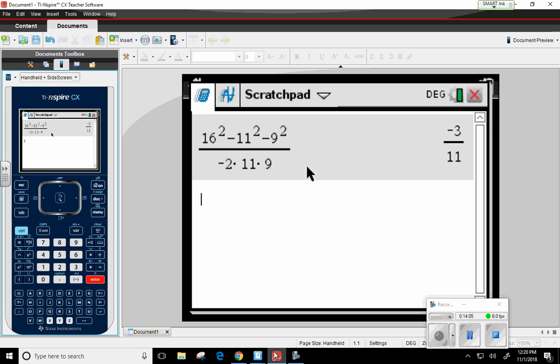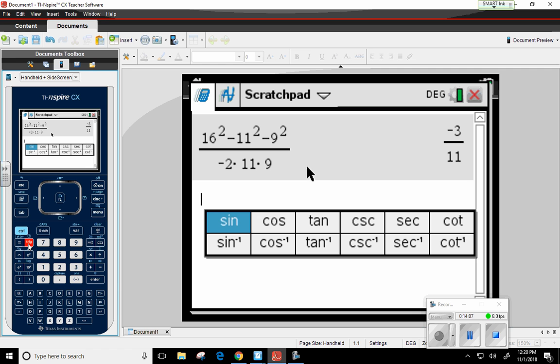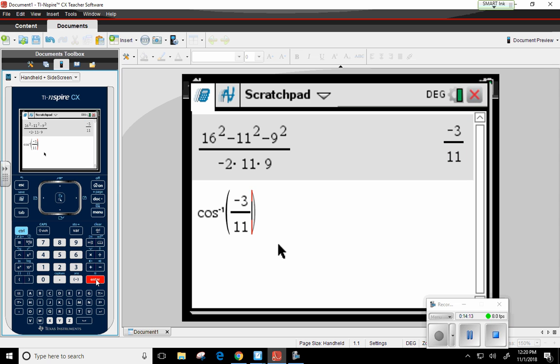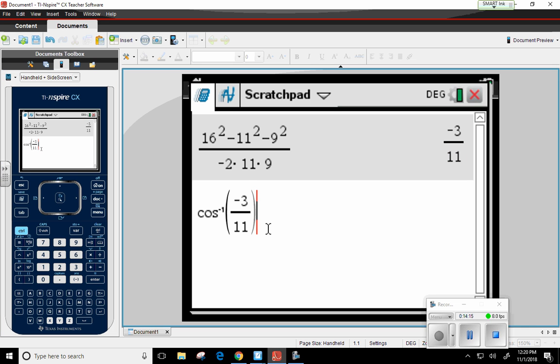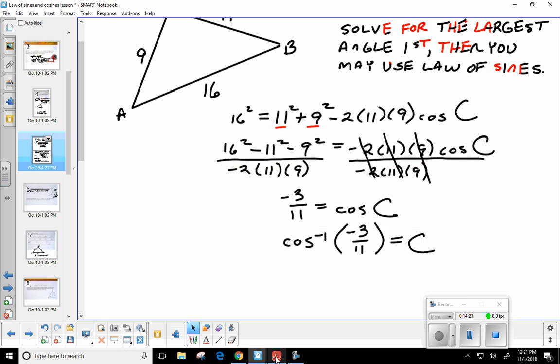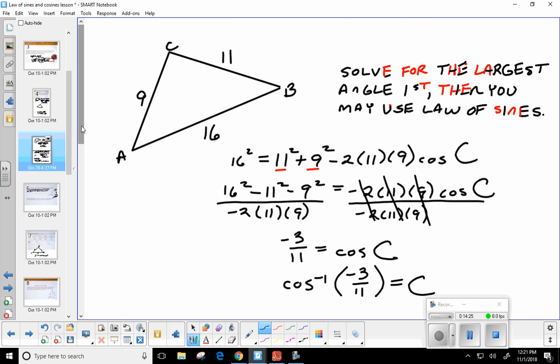Okay. And some of you probably already did it, but let me catch up to you. So I'm going to choose cosine inverse. I'm either going to type in or just highlight that previous value. So I'm getting, let's say, 105.8. Is that what everybody's getting? Okay. Good, good, good. 105.8 degrees. Perfect.